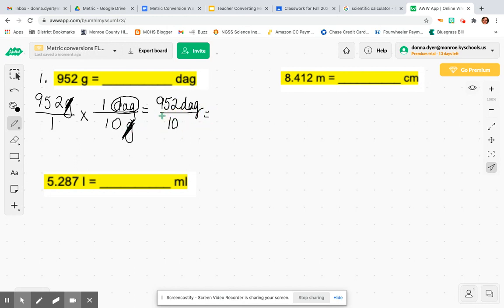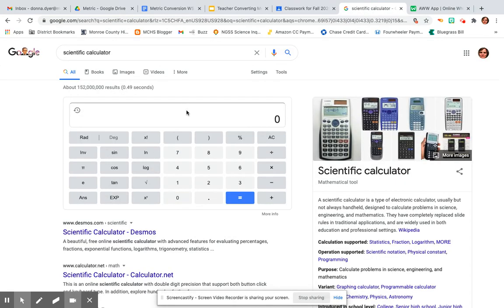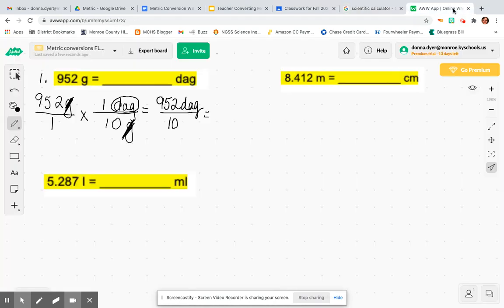Now we're going to divide 952 divided by 10. If you don't know what that is, just look up scientific calculator on Google. There you go, 952. And it doesn't have to be a scientific calculator for this right now, but later on it would probably be useful. Divided by 10. And my answer is 95.2. And I'm sure you guys could do that in your head, but I'm just showing you how to do it if you weren't able to do it in your head. Oh, I messed up. It's 95.2, not 9.52. It's 95.2.